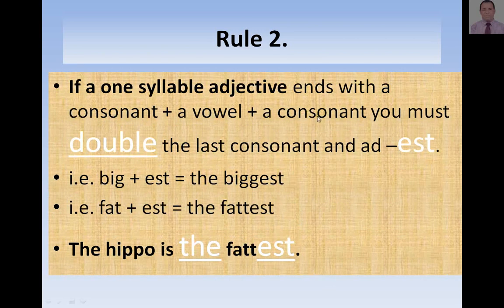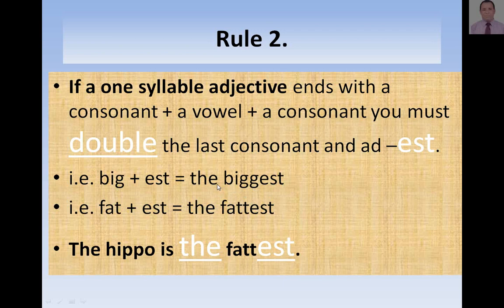If a one-syllable adjective ends with a consonant, we have here a consonant plus a vowel plus a consonant again. So just one syllable adjective, it has three sounds or three letters, and the middle one is a vowel. So we double the last consonant when we add est. Like big and fat. When we add er, we said bigger, double g, yeah? Fat, fatter, double t. Also the same here. When we add est, we say biggest.